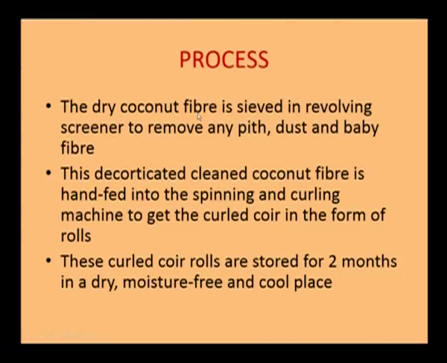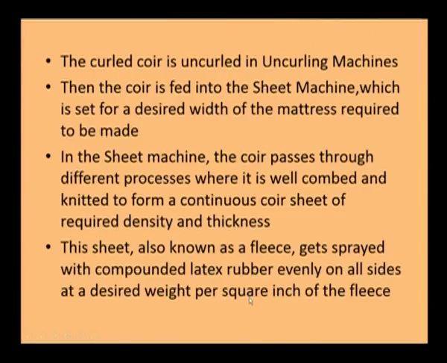This decoated cleaned coconut fiber is hand fed into the spinning and curling machine to get the curled coir in the form of rolls. So, it should be taken out, it should be spun, it should be curled in rolls, and it should be stored in a particular place. The curled coir rolls are stored for 2 months in a dry, moisture free, cool place. The curled coir is uncurled in an uncurling machine. So, after 2 months you take out all the curled coir and you uncurl it. Again you have to take all the curls out using machine only.